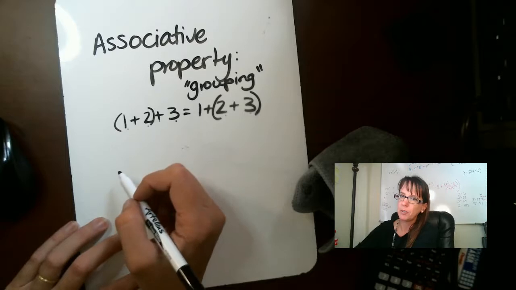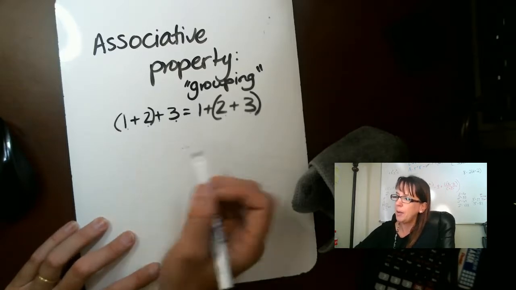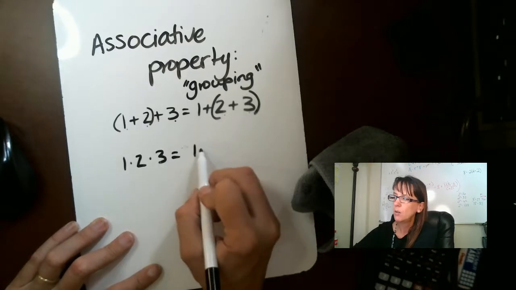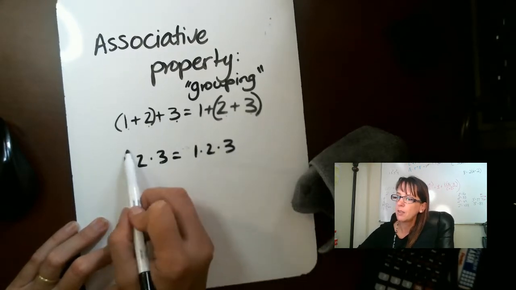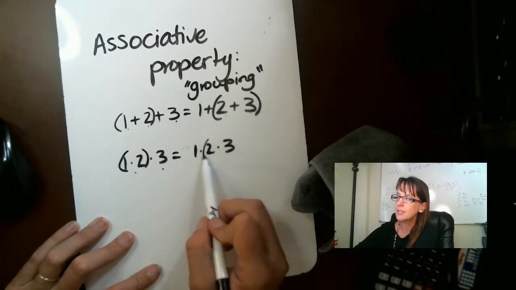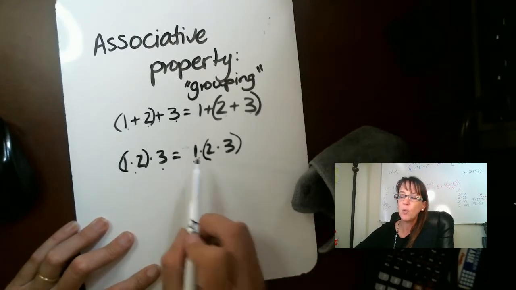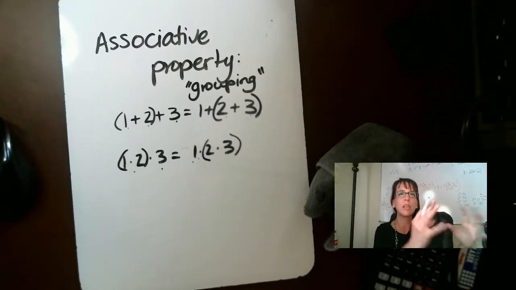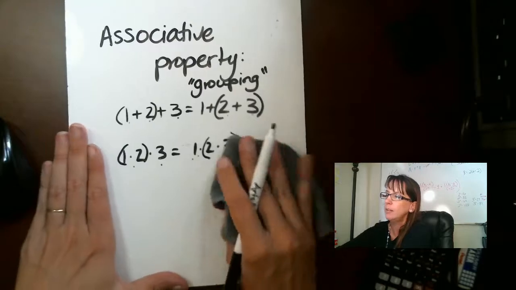It's not as popular as the commutative property, but now the same thing for multiplication. 1 times 2 times 3, 1 times 2 times 3. This times this is 2, times 3 is 6. This times this is 6, times 1 is 6. So 6 equals 6. It's just we're grouping those things a little bit differently, okay?